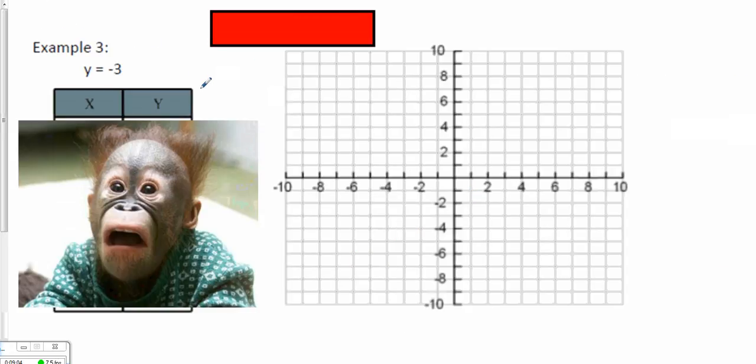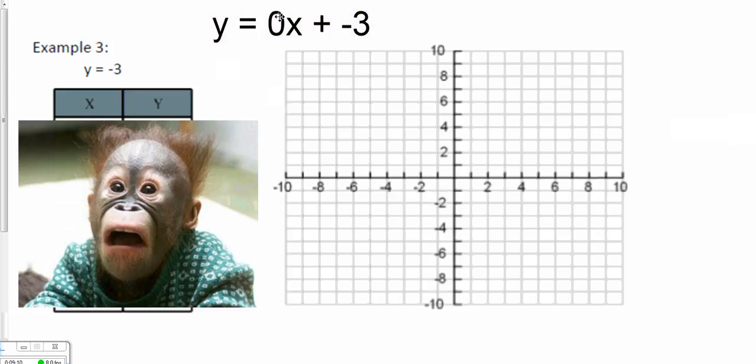This is a special case of y equals mx plus b. In this case, technically, our m is 0. So y equals -3 is the exact same thing as saying y equals 0x plus -3, because 0 times any number is just 0, and then the -3 is still here.